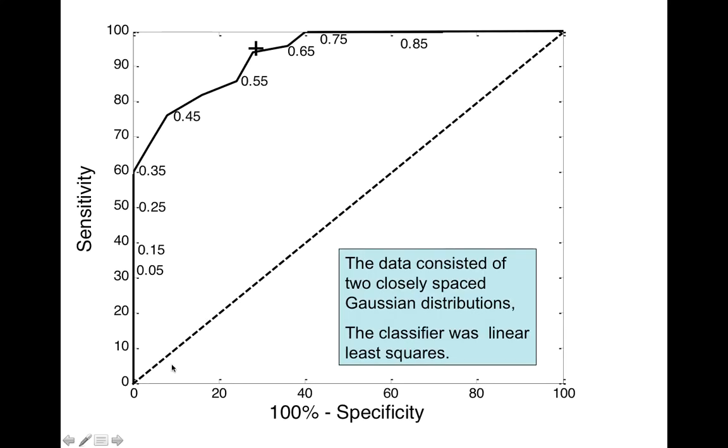So here's an example of the data set that was modeled earlier. These were two closely spaced Gaussian distributions, and the classifier was a linear least squared. So here's what the sensitivity specificity curve looks like, and here's the selected B value on that curve. So basically, this is plotting those threshold values, and this is the selected choice of threshold value.